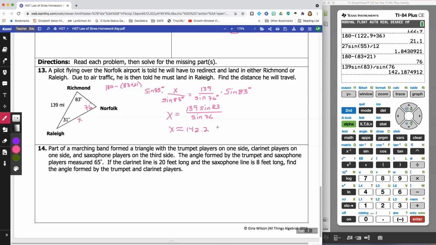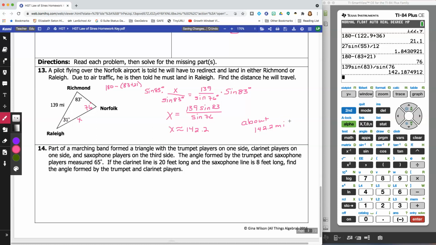142.2, which means that the pilot has to travel 142.2 miles. So he's going to travel about, and this is what we would say, he's going to travel about 142.2 miles.